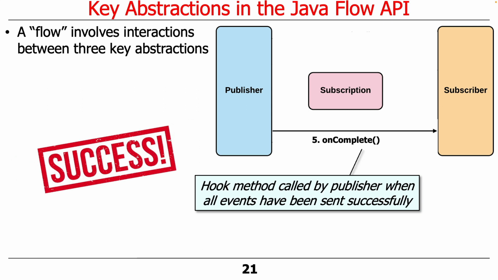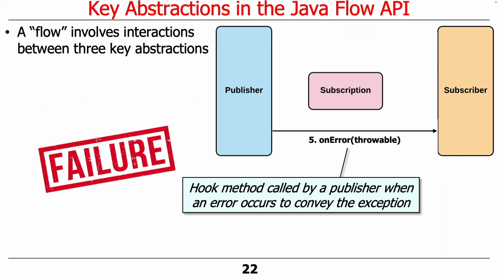Now, assuming all goes well and the publisher finishes whatever it's doing, it can then send an onComplete method indicating to the subscriber and everybody along the way, we're done. Think of onComplete like end of file, if you're familiar with reading files in Unix or Windows and so on. It's kind of like, we're done. And if something goes wrong, instead of generating an onComplete call, it can generate an onError hook method, indicating what went wrong with a throwable, which is basically an exception.